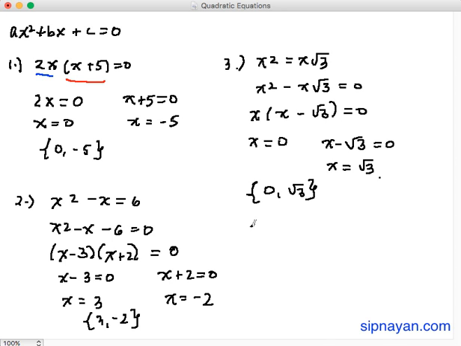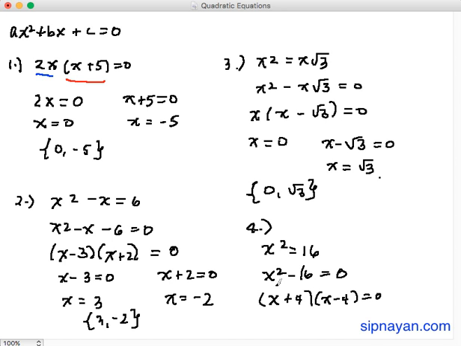Okay? We have example 4. What is x squared equals 16? So, again, dapat 0 yun sa kanan. So, we subtract 16 from both sides. We have x squared minus 16 equals 16 minus 16 is 0. So, x plus 4, pag finactor out natin, x minus 4 is equal to 0. This is sum and difference of two squares. So, x plus 4 equals 0. Therefore, x equals negative 4. X minus 4 equals 0. X equals 4. Okay? So, ang solution set nito ay 4, negative 4.